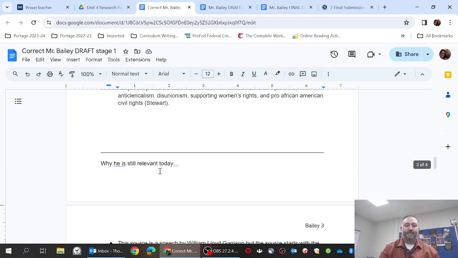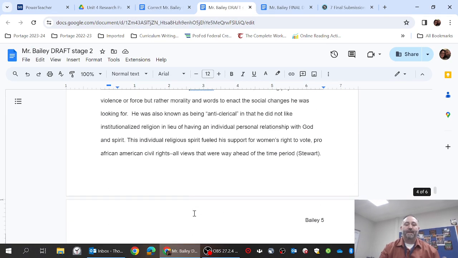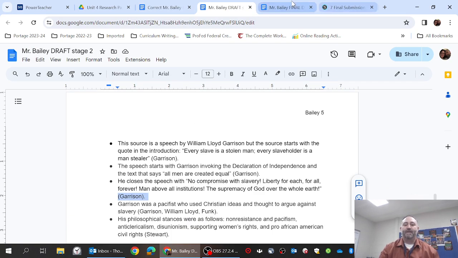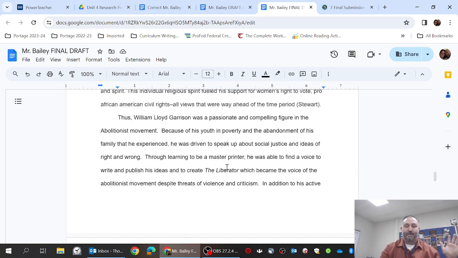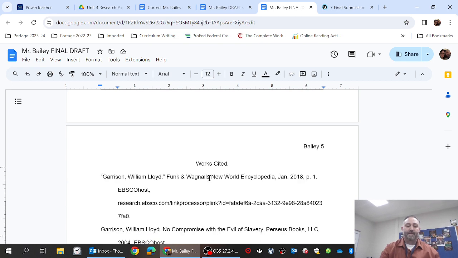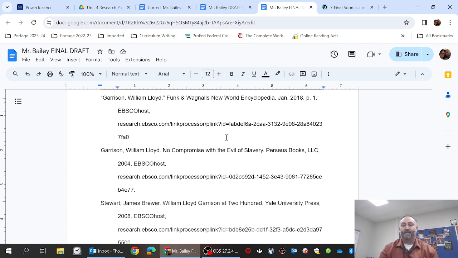We went from just, hey, here's the information that we have, to let's start making paragraphs out of the information that we have, to the final draft, which is now just the paragraphs, and we're getting rid of all of the bullet points and stuff and making sure that we have a works cited page that works. So that's kind of how the process worked when it came to writing this research paper.